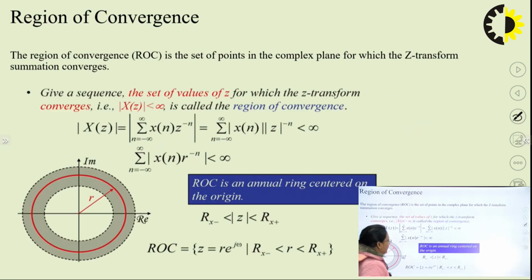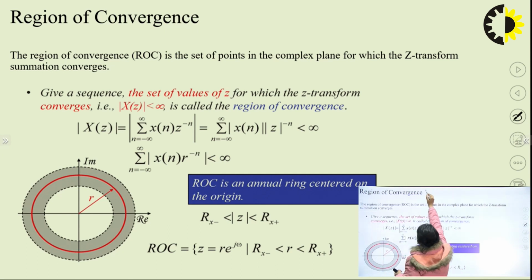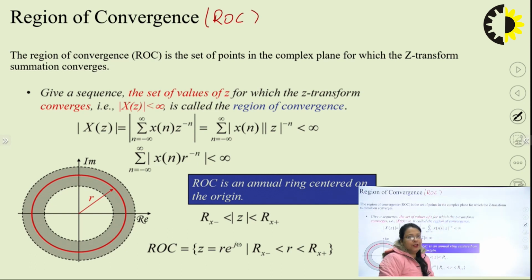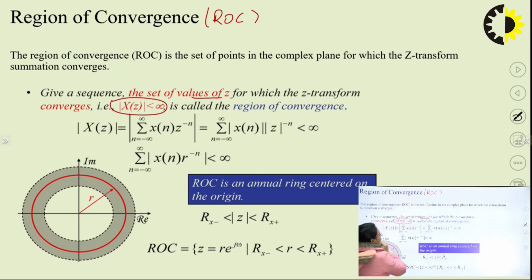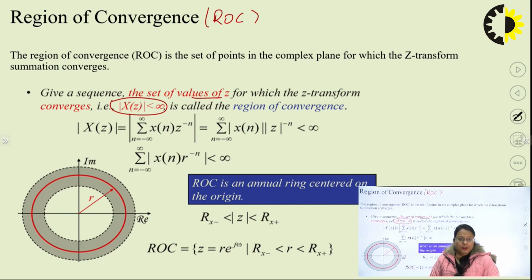Now, what is the region of convergence, that is ROC? We can say that ROC is a set of points in the complex plane for which the Z transform, the complex variable, will converge. When a sequence is given, the set of values of z for which the Z transform converges, that means the mod of X(z) is less than infinity, is called the region of convergence.